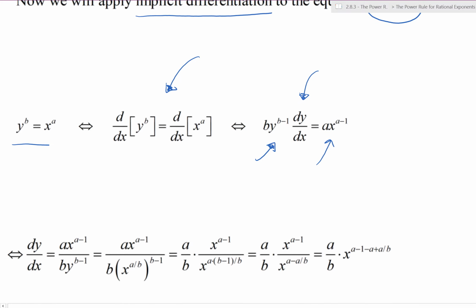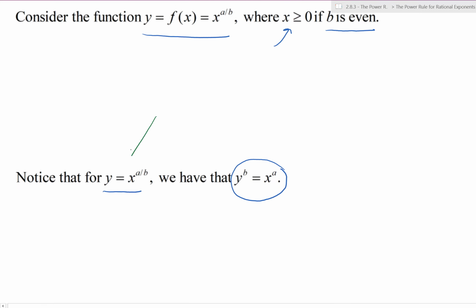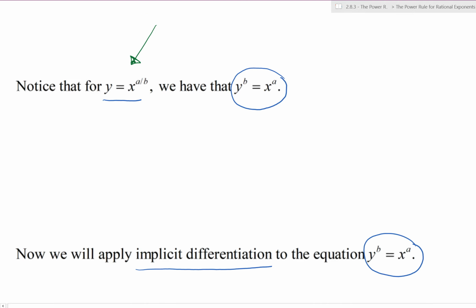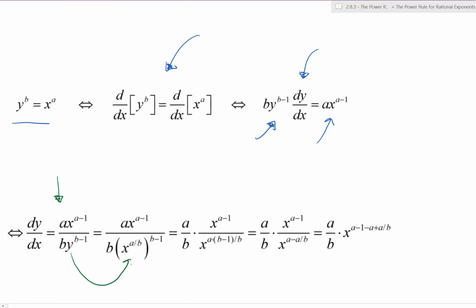Now we'll start applying some algebra, step by step. The first thing I did in this first step is divide both sides of the equation by b times y to the b minus 1, so I isolated dy/dx. Remember, we know that y is x to the power of a divided by b. So in this step, all I'm doing is replacing that y with x to the a divided by b.